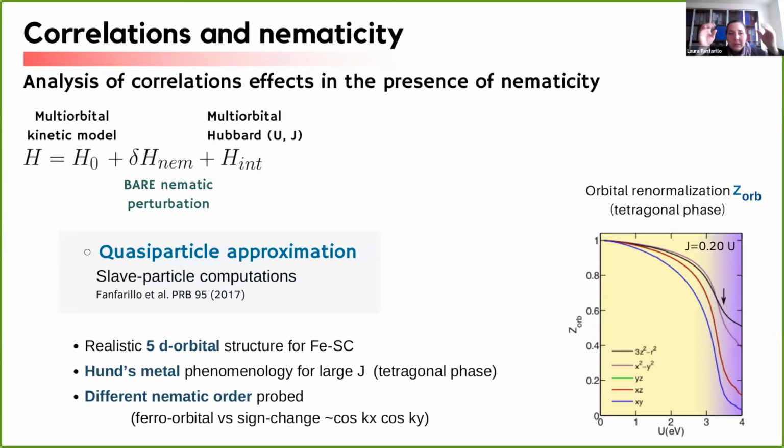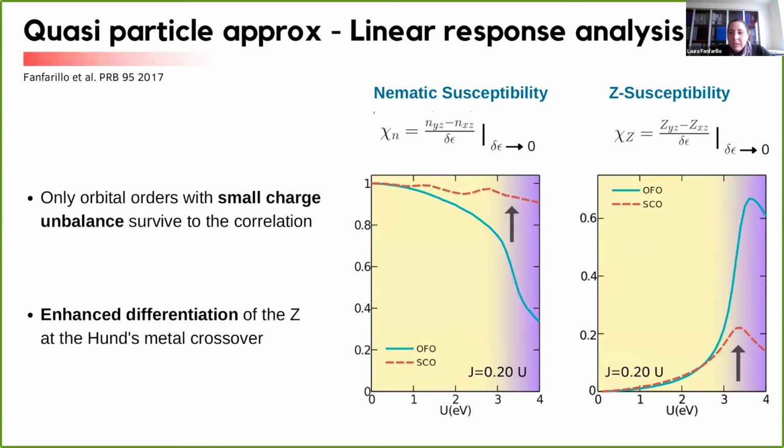Let me tell you that before showing you the result, it's not clear what the behavior of J is with respect to the nematic perturbation. From one side, we heard already that J is happy about orbital differentiation, so something that is lifting the degeneracy of the orbitals could make Hund's happy. But from the other side, we also know that Hund's wants to maximize the spin, and if we create a crystal field splitting between these two degenerate orbitals, it's more difficult to maximize locally the spin. So just to set the stage: it is something that is not going to be extremely trivial, at least we expect. And this is indeed what we found.